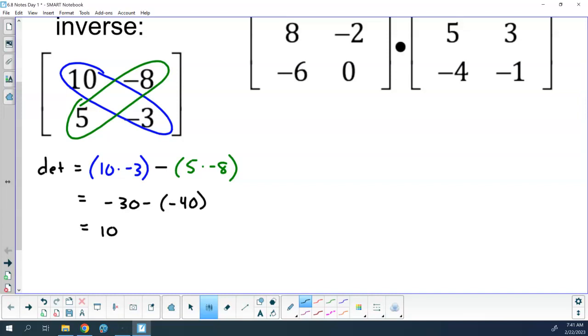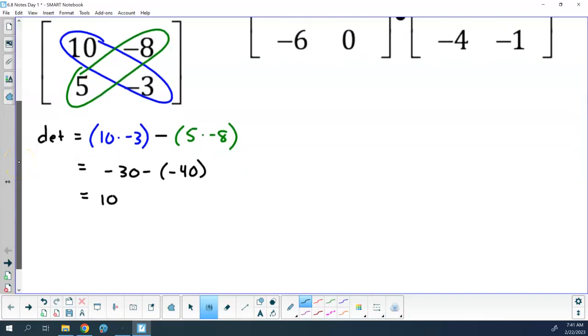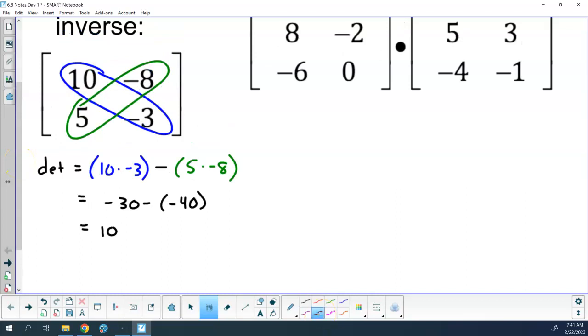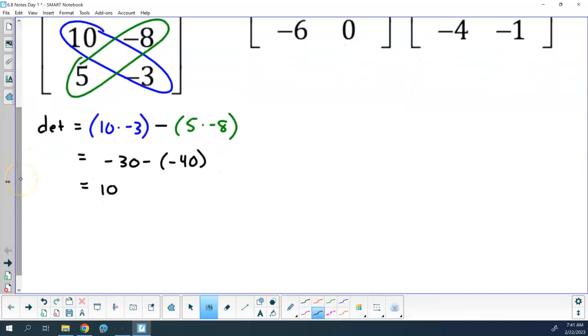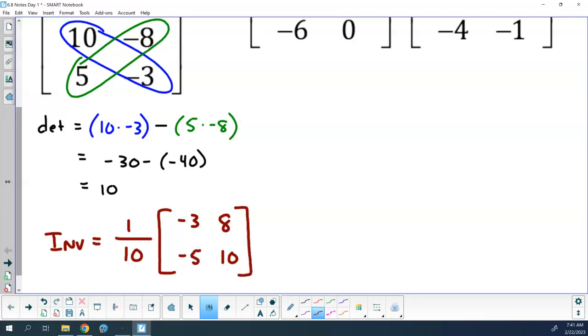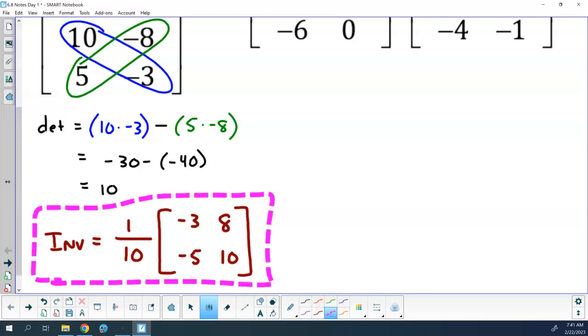Then, to find the actual inverse of that matrix, the inverse is going to be 1 over the value of that determinant, so it's 1 over 10, times the 2 by 2 matrix, and I switch positions with those two, and I negate the other two. So that right there, ladies and gentlemen, is how you find an inverse matrix.